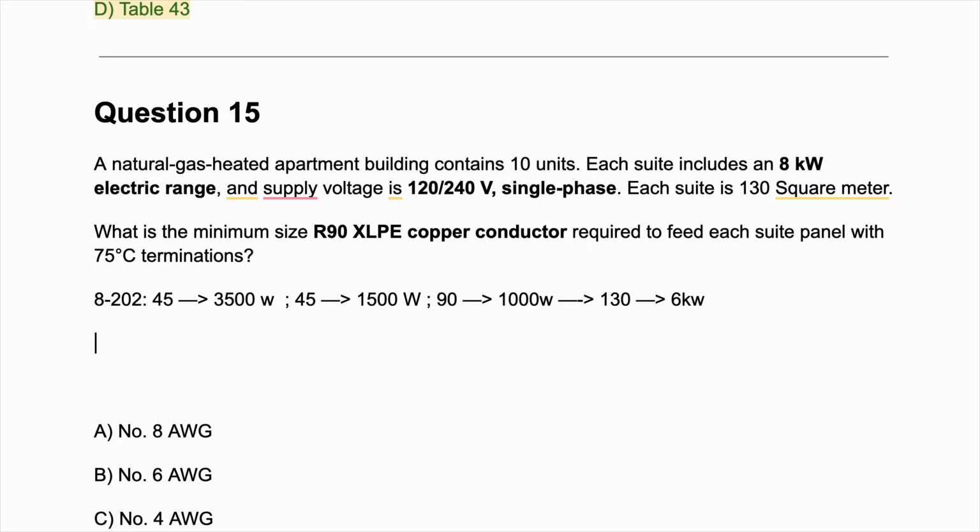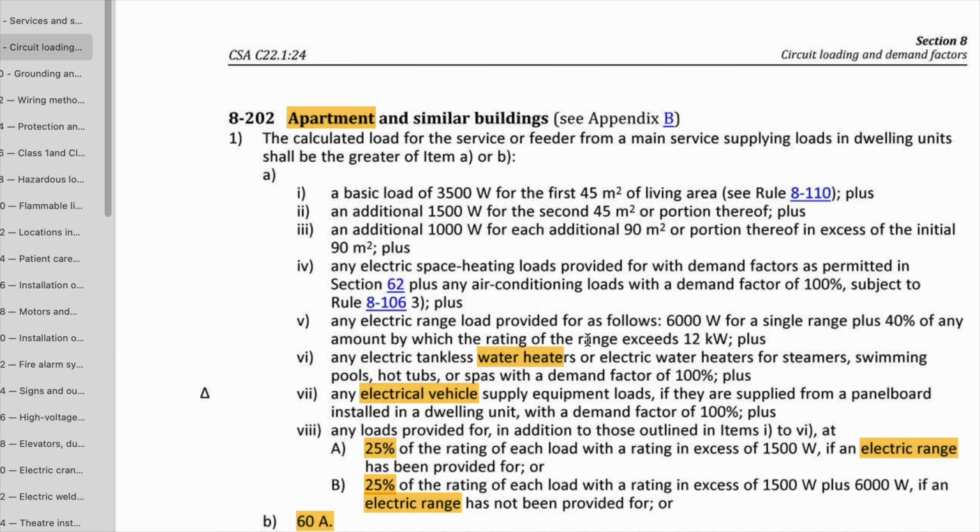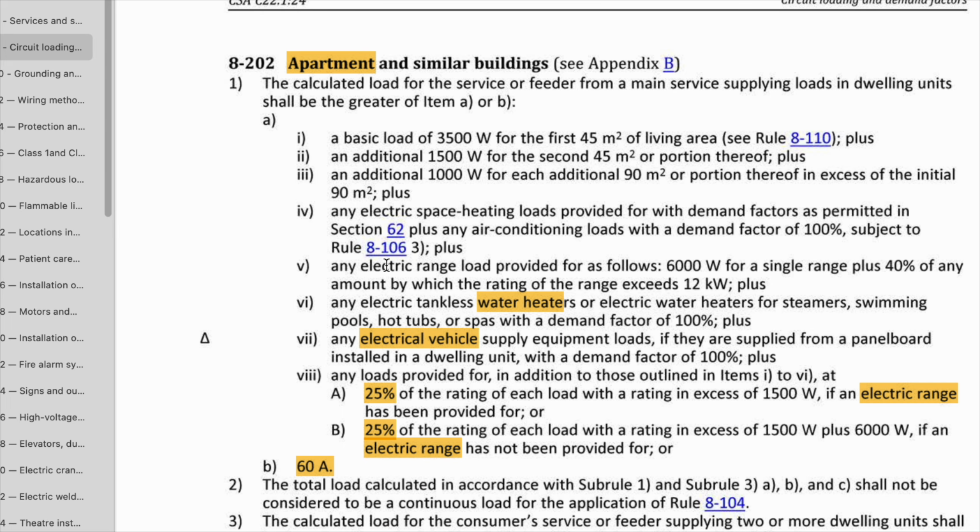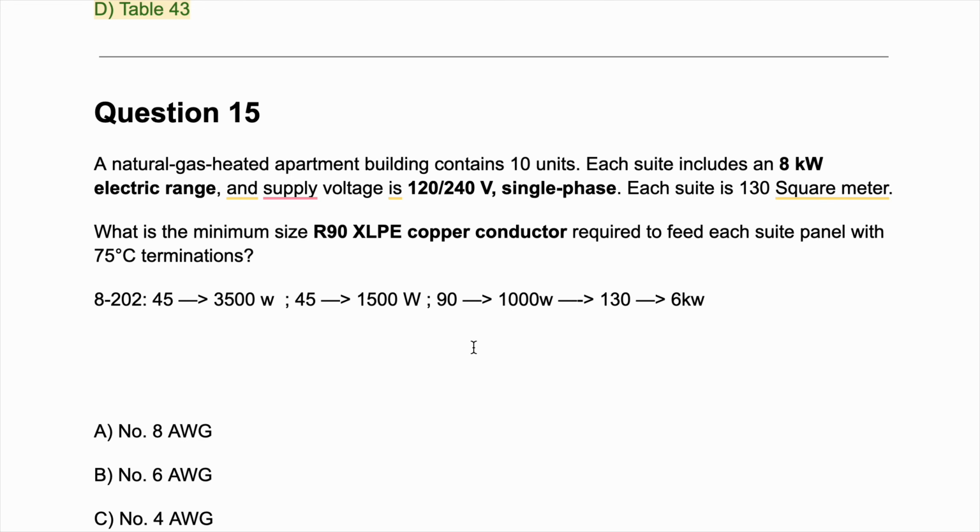And for the electric range, for the apartment, it's 6 kilowatt for a single range plus 40% of any amount by which the rating of the range exceeds 12 kilowatt. So we don't exceed 12 kilowatt, so we can imagine it as 6 kilowatt.